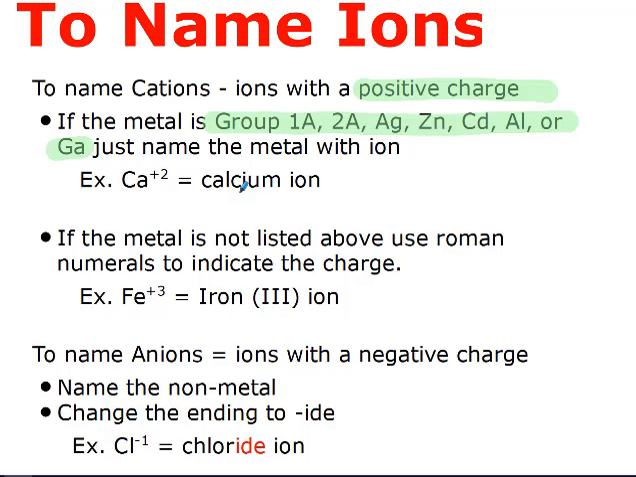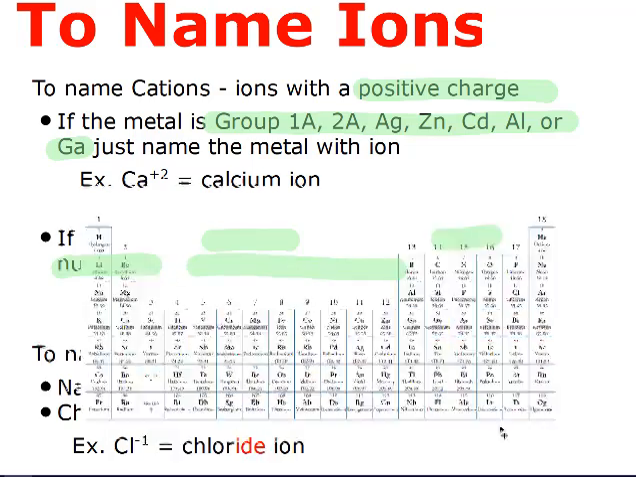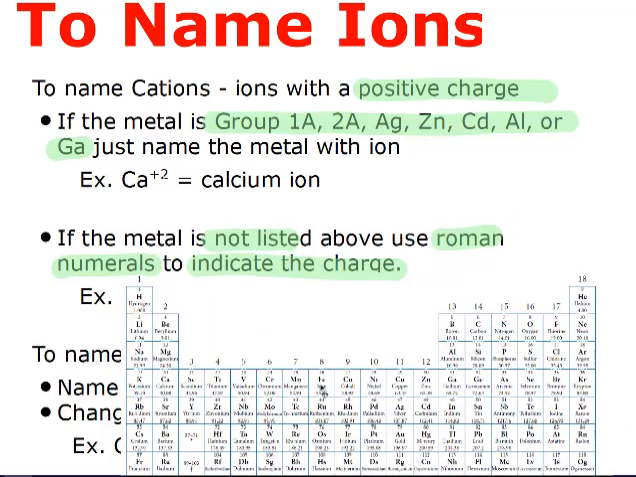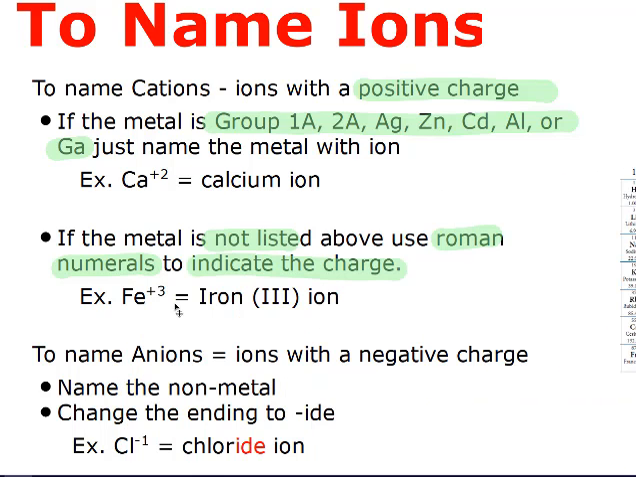But if the metal is not listed above, we have to use Roman numerals to indicate the charge. So iron is here. It's in the middle. It's not silver, zinc, cadmium, aluminum, or gallium. And so we have to use Roman numerals to indicate the charge. So since that's a 3, we say iron 3 ion. You only have to know 1 through 5 for Roman numerals. We have 1, 2, 3, 4, and 5.